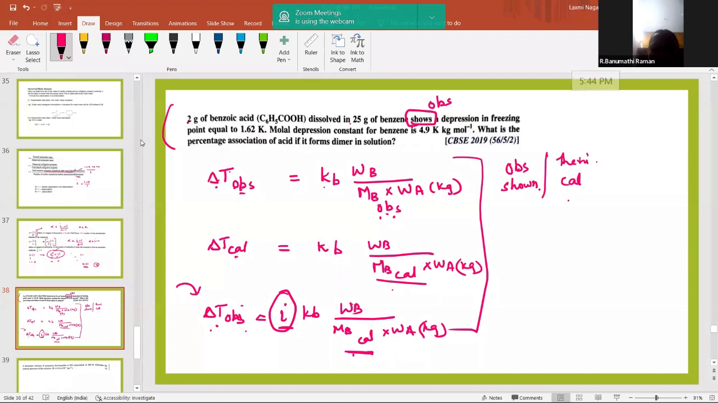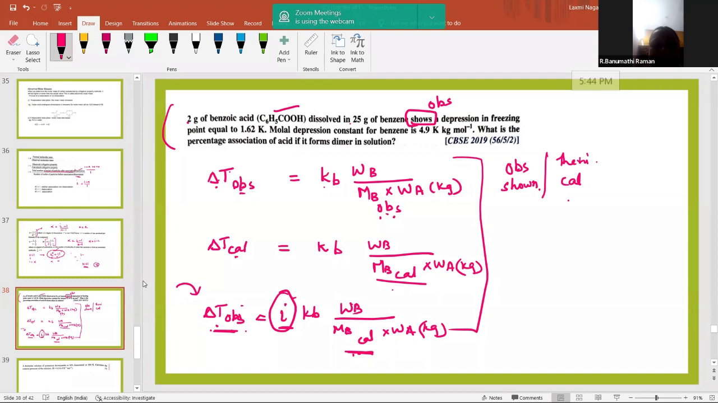The i value can be found directly. So you have the observed colligative property. You know the chemical identity of the benzoic acid, substitute, get the i value. So instead of going by the long route, it is always convenient to directly apply the i equation.